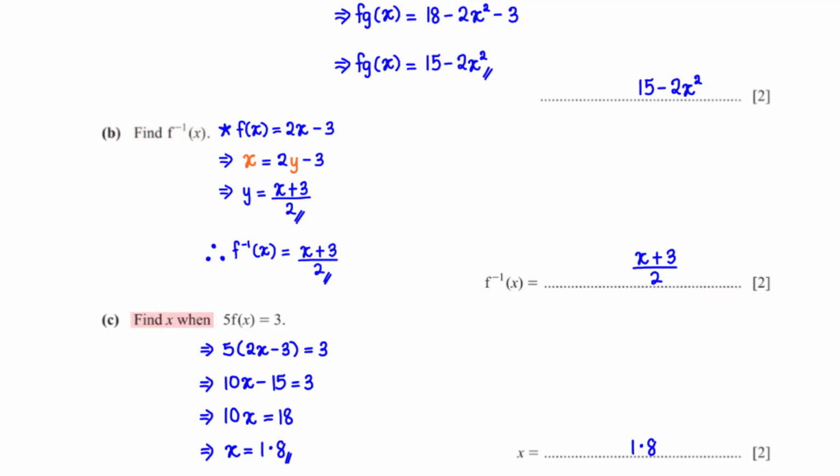Find x when 5 times f of x equals 3. F of x is 2x minus 3, so we have 5 times 2x minus 3 equals 3. When we expand the brackets, 5 times 2x is 10x, and 5 times negative 3 is negative 15. When we add 15 to both sides, this is what we have. When we divide both sides by 10, we get x equals 1.8.